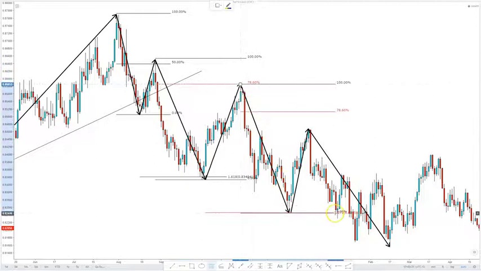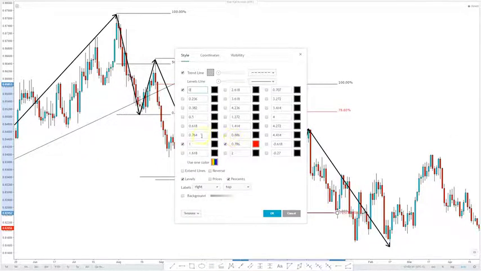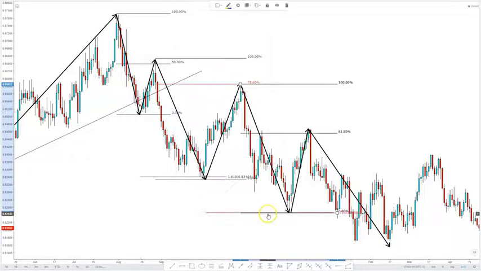High to low. Remember at the 127, that's where we stalled out. Let me fix the Fibonacci because we're cleaning up the charts, right? We only want to see what we want to see. And what do we get? A nice 618 retracement. Beautiful.